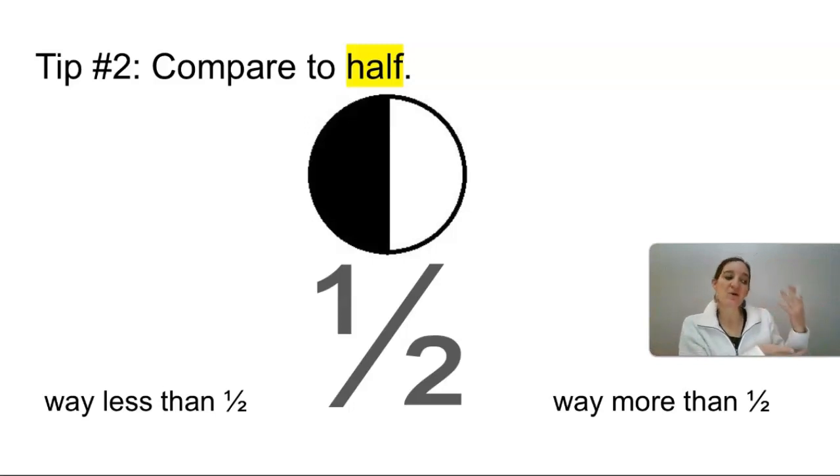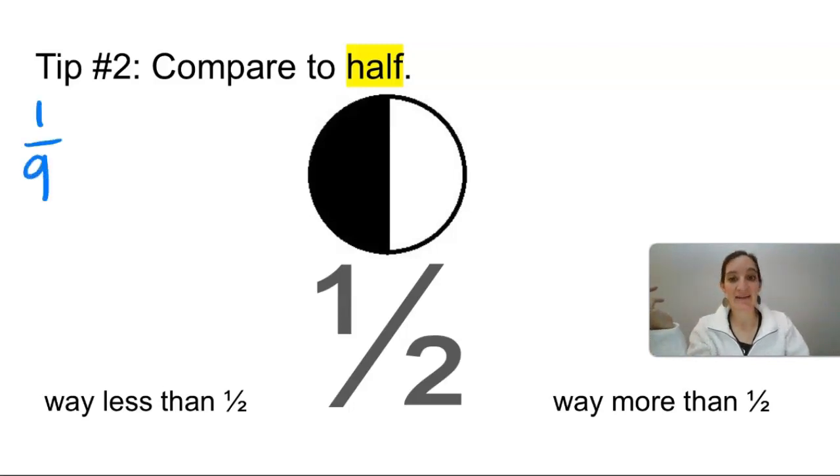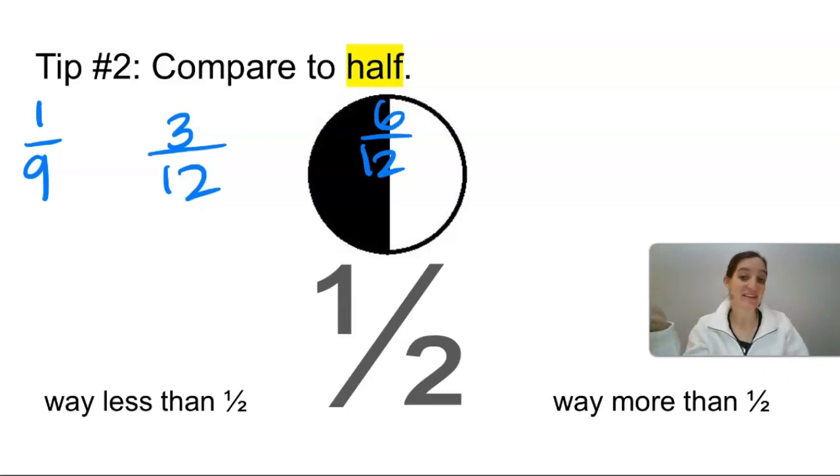If you have a number that's way less than half and a number that's way bigger than half, well, then that's easy to compare. So let's review some fractions that are way less than half. Like 1/9, right? If I have a candy bar cut into 9 pieces and I get one of those little pieces, that's a really small amount. Or if you have a pizza cut into 12ths and you get like 3 pieces, that's also way less than half, isn't it? Because 6/12 is exactly half.